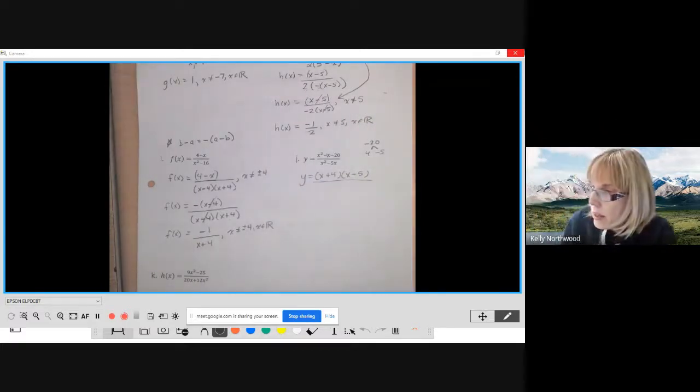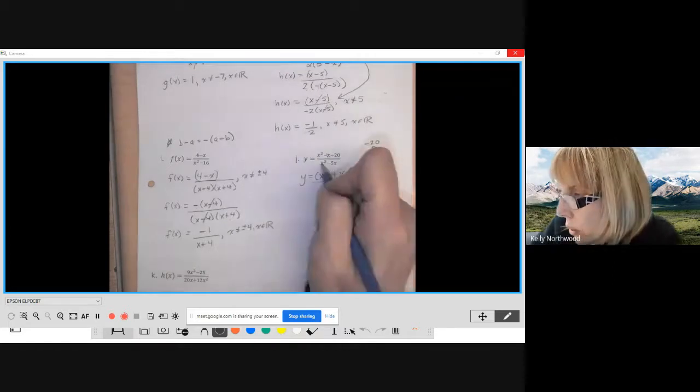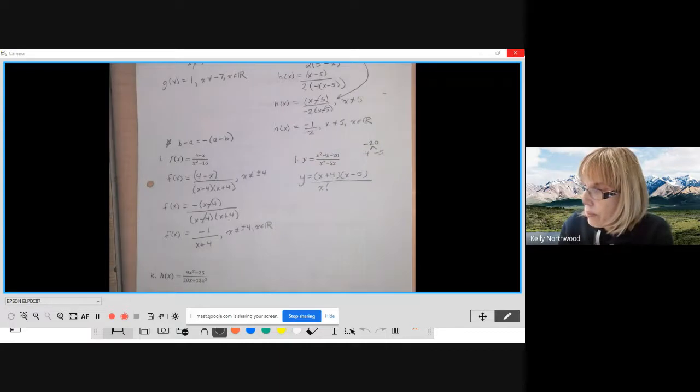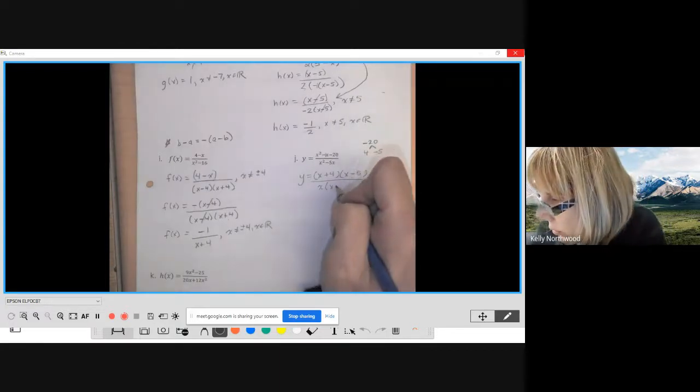The denominator, there's a common factor because they both have x. So x is my common factor. x(x - 5).